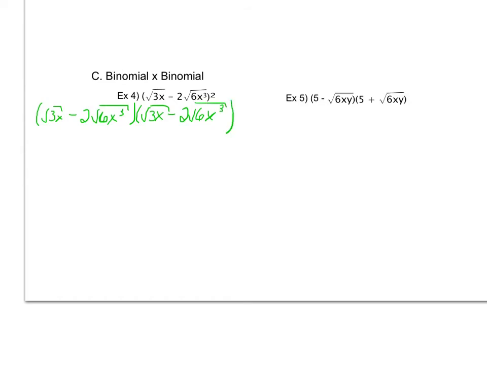Alright, now I can FOIL, so I'll do first times first. Square root of 3x times square root of 3x is square root of 9x squared, 3 times 3 and x times x. And square root of 3x times minus 2 square root of 6x cubed is minus 2 times the square root of 3 times 6 is 18. X times x cubed is x to the 4th.